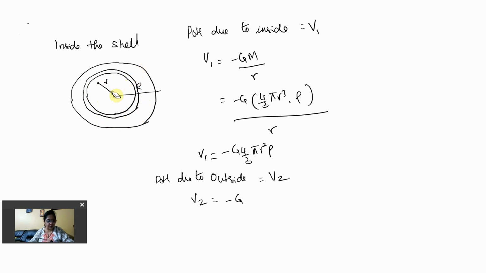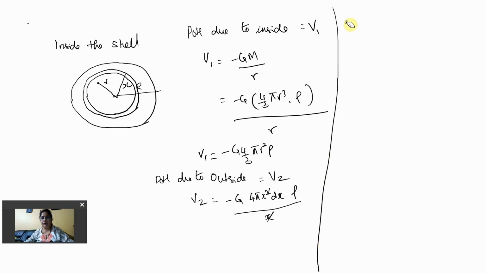So the potential due to the small ring of radius x and thickness dx is going to be minus G 4 pi x square dx into rho divided by x, where x is the radius and dx is the thickness. So x and x get cancelled. So dV2 is equal to minus G 4 pi x dx into rho. Now this has to be integrated.